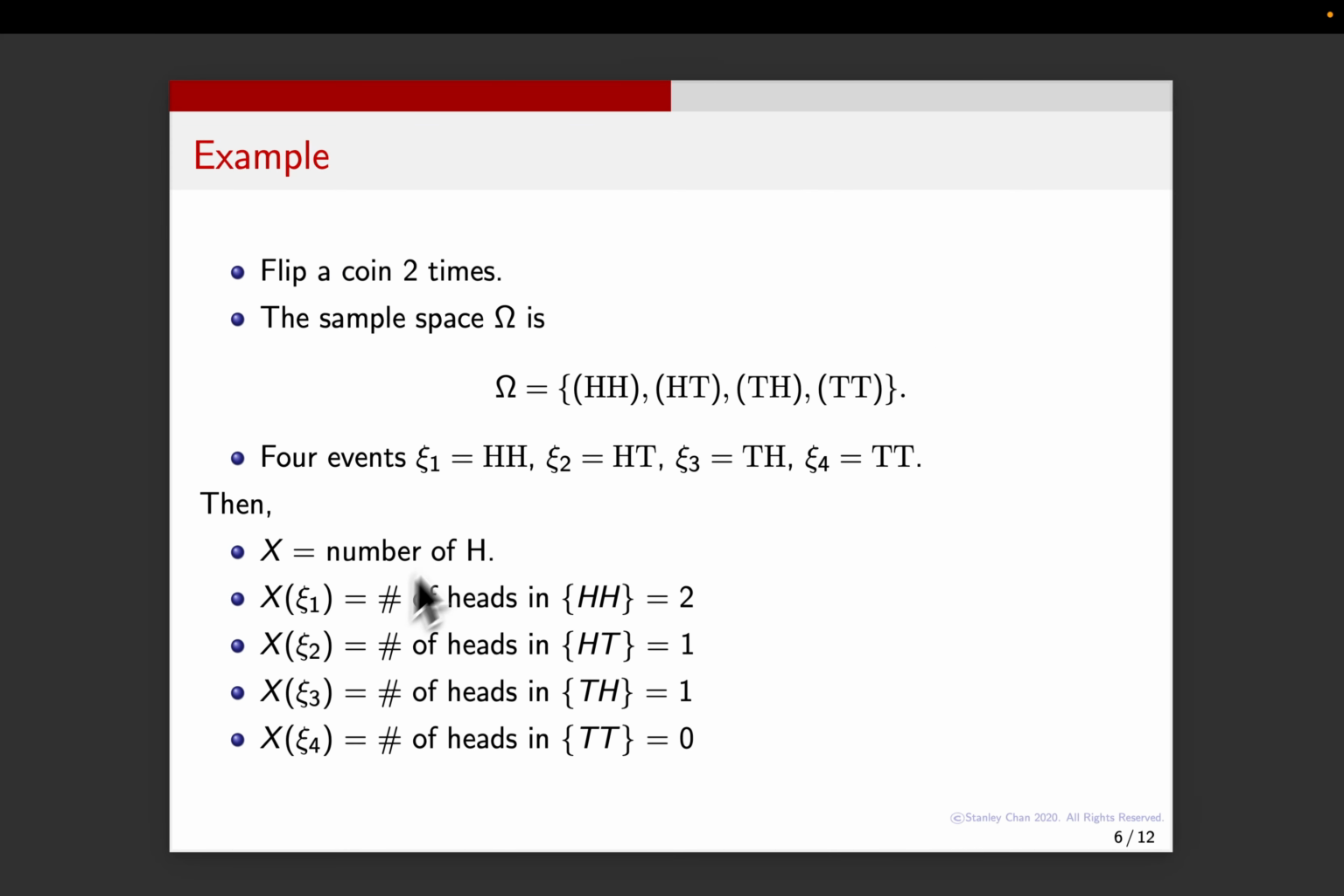We took some examples. If we have the sample space of the coin being flipped 2 times, so we have HH, HT, TH, and TT, we map each of these events, each of these tuples, to a number. The mapping we're doing is by looking at the function which counts the number of heads. So therefore, in HH, the number of heads is 2, then 1, 1, 0.